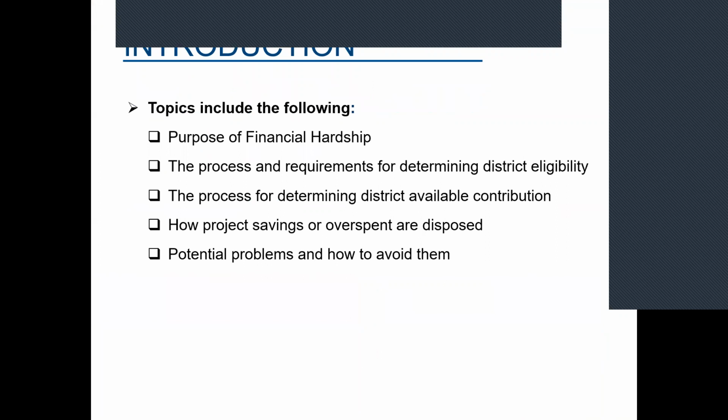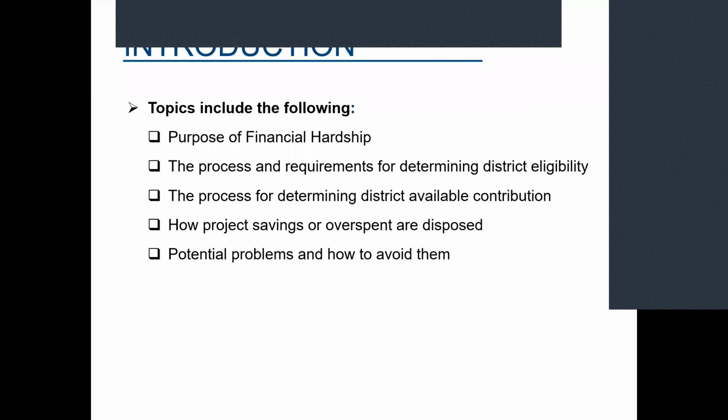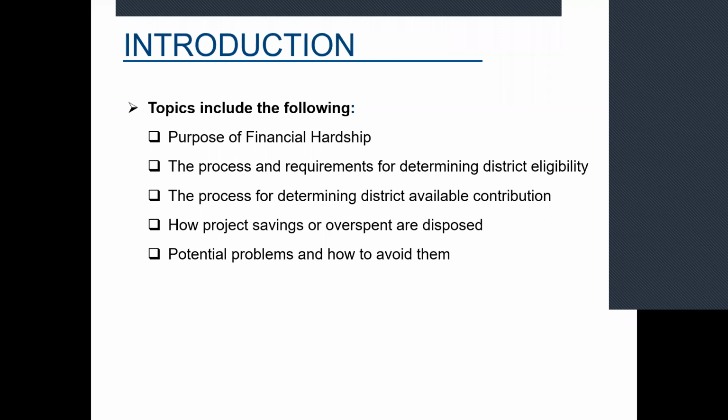Okay, so some of the topics we're going to cover today. The first thing up front is the purpose of the financial hardship, the process and requirements for determining a district's eligibility for financial hardship status, the process for determining the district's available contribution that they can contribute towards their SFP projects, and then how project savings or overspent are disposed, or how you pay back that savings or apply that savings to a future project, and the same thing with the overspent. And then any potential problems and how to avoid those problems, because like we said earlier, we want to make sure this is as smooth a process as possible for the district, so we can hit some potential problem areas as well.